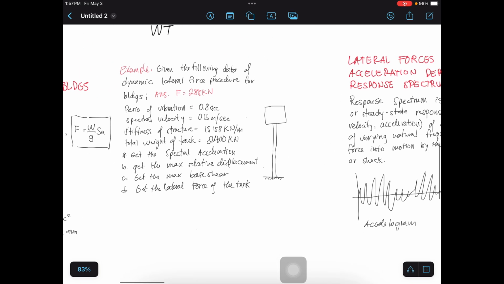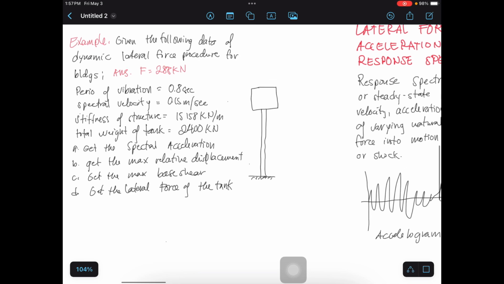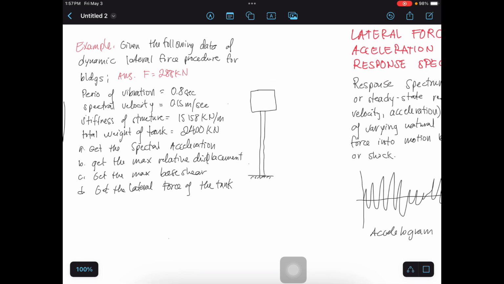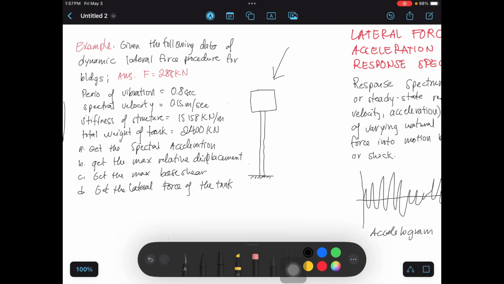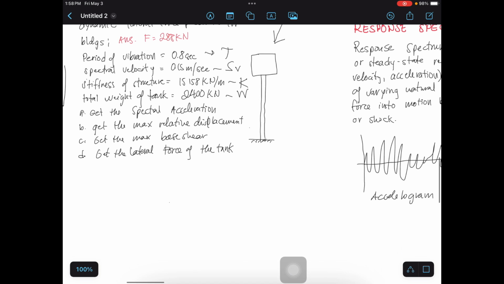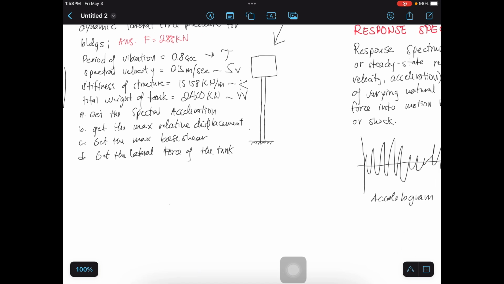So, example, given the following data, so for this tank, so meron tayong period of vibration. Period of vibration means ito yung T. Spectral velocity meaning ito yung SV, stiffness is K, and total weight na W. So letter A, get the spectral acceleration.